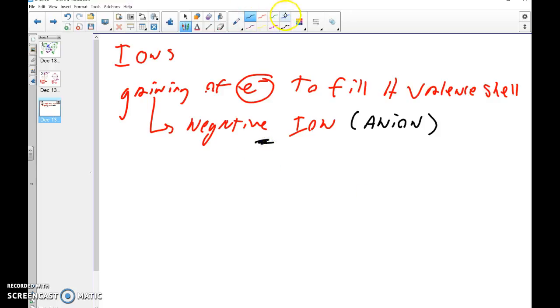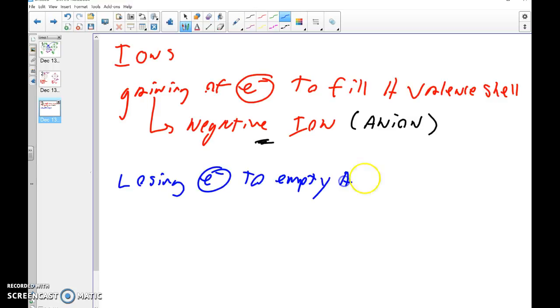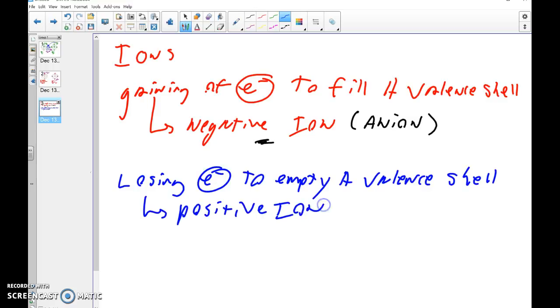The other possibility is you are losing electrons to empty a valence shell. This will create a positive ion because now you're going to have more protons than electrons. And we refer to that as a cation.